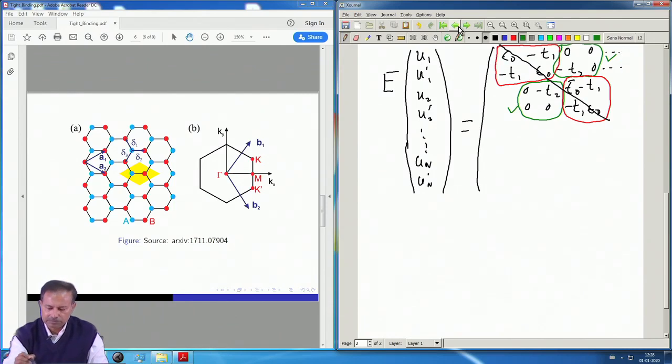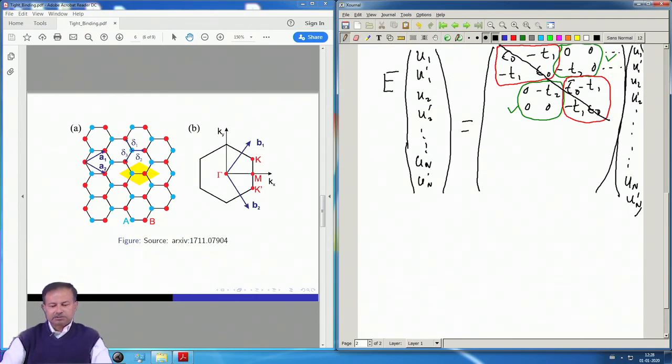And then of course, you have this U1, U prime 1, U2, U prime 2, and so on, UN, U prime N. So, that is about the equation. I mean, that is all you need to know.